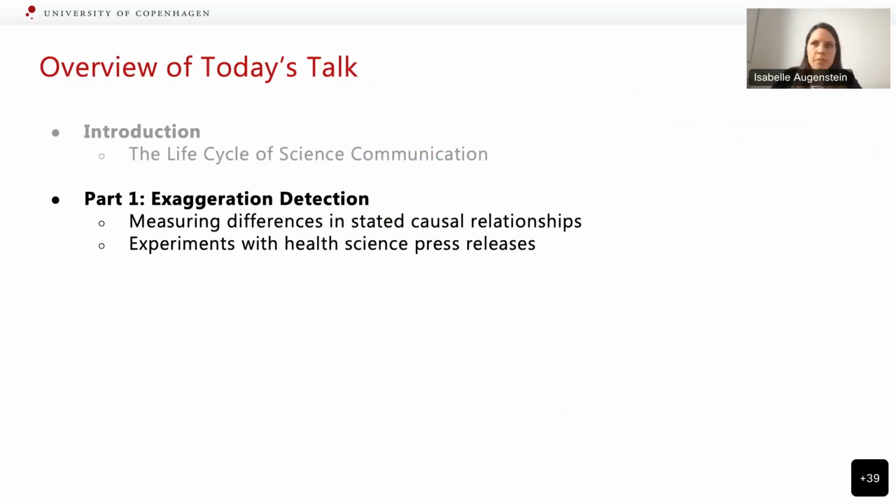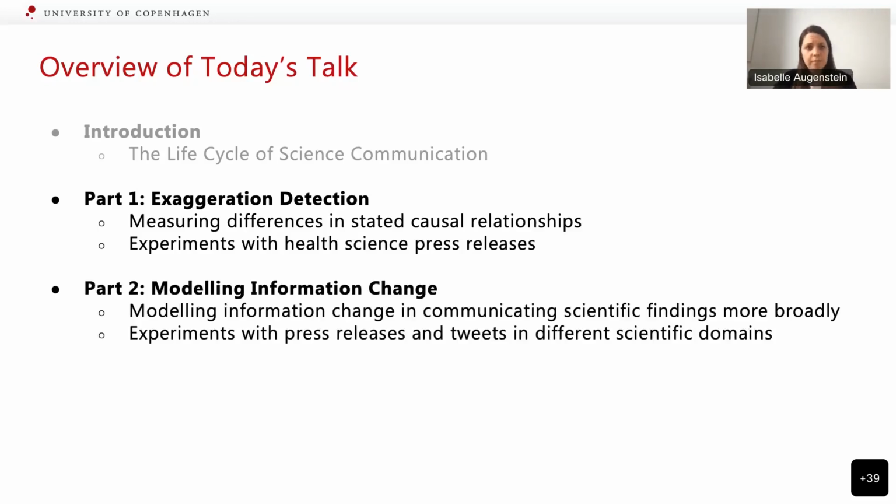Now that I've told you a bit about how this work is motivated and why we should care about science communication, there are two different experimental setups I want to go into a bit more. The first study we did on this was to look at information change in a relatively constrained way, just looking at the problem of exaggeration. So detecting exaggeration, and to do this again in a constrained way by measuring the differences in the static causal relationships in two sentences. There we looked at just health science press releases.